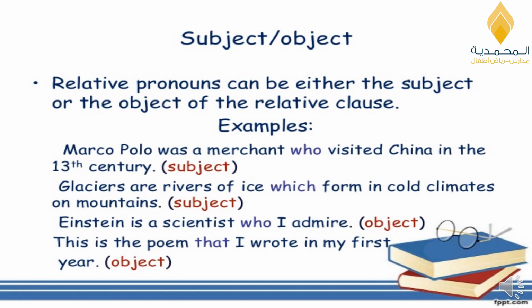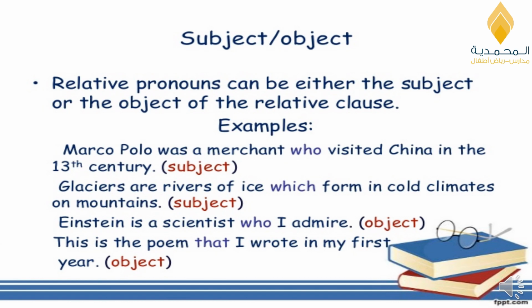Why? The first question you have to ask yourself is, who refers to what? It refers to Marco Polo, who's the merchant, right? Marco Polo in the sentence is the subject of the sentence, right? And who refers to the merchant or Marco Polo. So who is considered also as the subject relative pronoun.